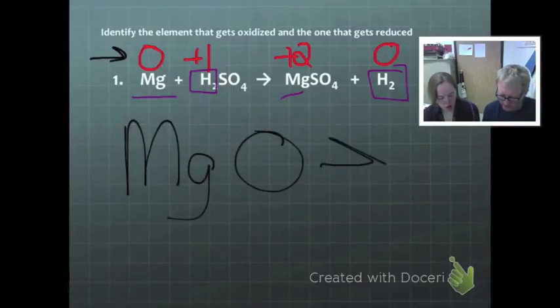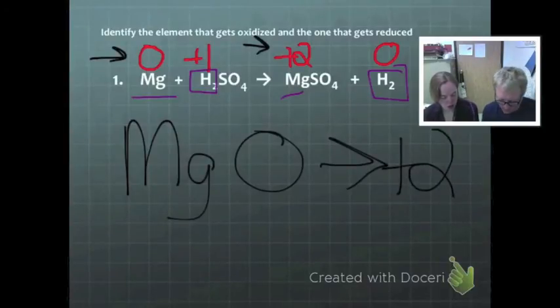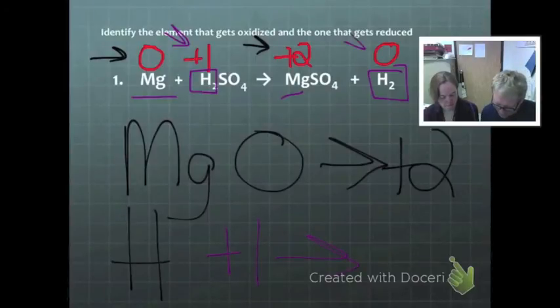Then an arrow. And then when it reacts, it goes to +2. All right, now let's do the same thing with hydrogen. So we've got hydrogen, and it started out at +1. So I put +1. And that's going to go to, over here on the product side, 0. So it went from +1 to 0.